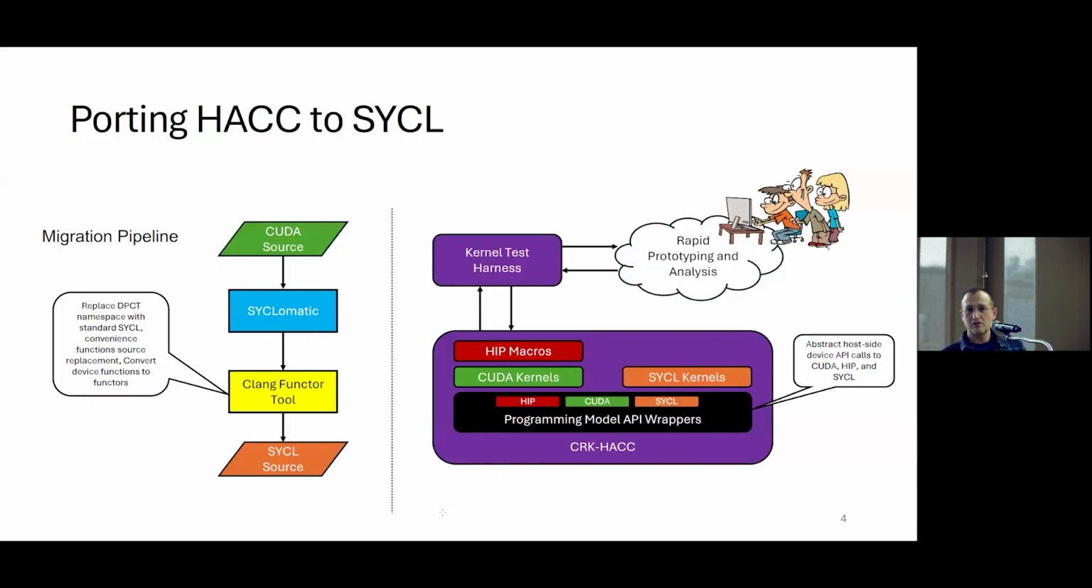So we started off, probably like many codes, with a CUDA source file. On the left, you see our initial migration pipeline. We started off with CUDA, used SYCLomatic, and here I should say the way that we were using SYCLomatic was on an individual source file. So for an individual CUDA source file, we'd run it through SYCLomatic, and we'd get SYCL device functions.